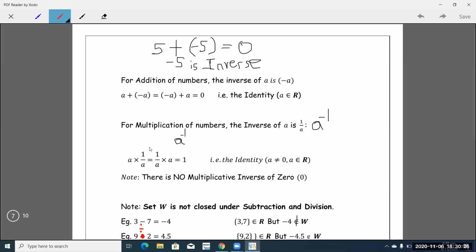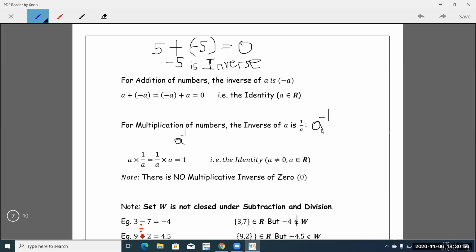So the multiplicative identity is 1, and the multiplicative inverse of a is 1 over a, because a times 1 over a is 1. This is how we get a to the minus 1 as the inverse. Many people, when they hear of inverse, the first thing that comes to mind is a to the minus 1. A to the minus 1 is just the multiplicative inverse. There is also an additive inverse, which is different from the multiplicative inverse.